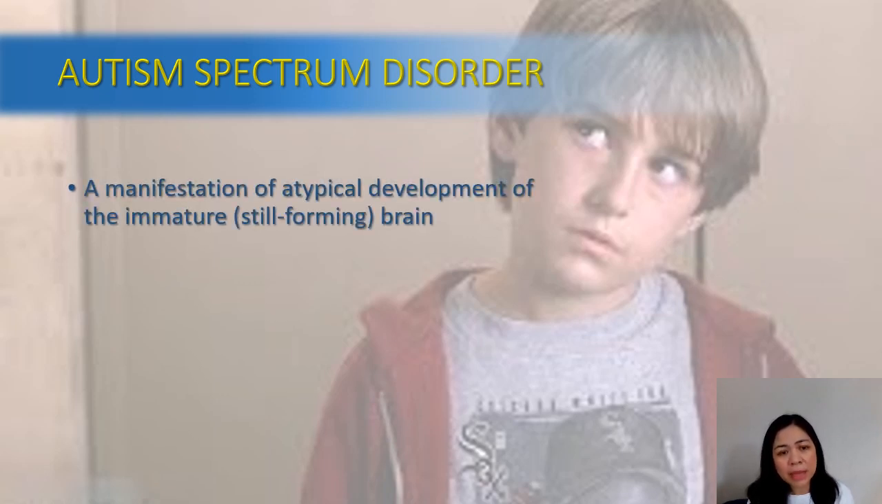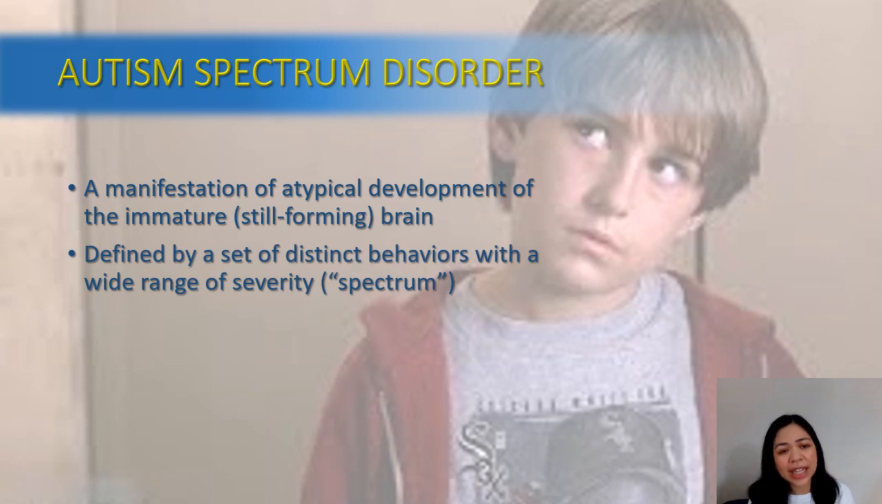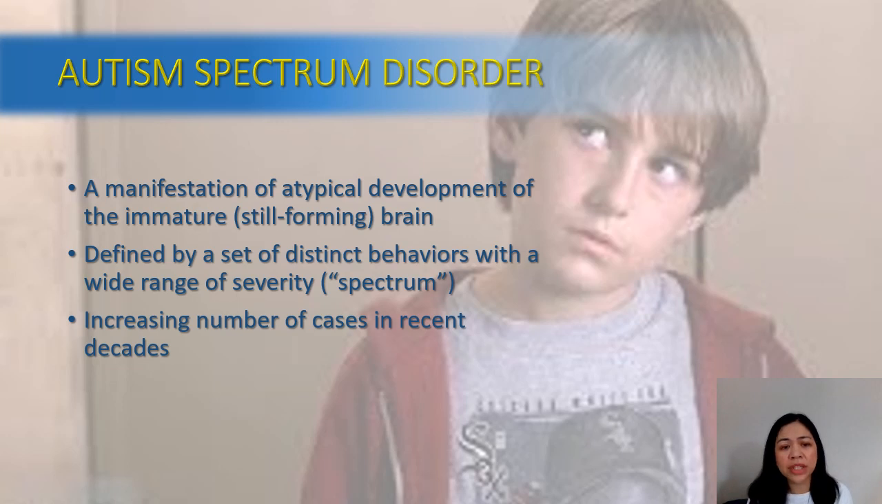So autism is a manifestation of atypical development of the immature brain. It is defined, as mentioned earlier, by a set of behaviors rather than a biological laboratory or neuroimaging result. There's a wide range of severity. That's why we use the term spectrum. And as mentioned, there has been an increasing number of cases in recent decades.